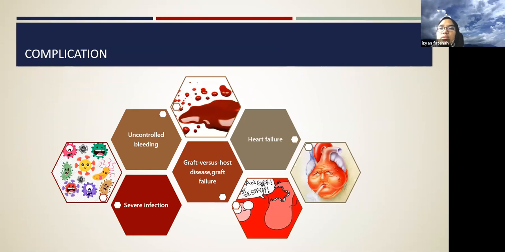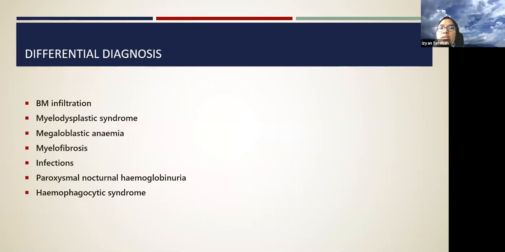So moving on to the next slide. This is the differential diagnosis for pancytopenia. It can be due to bone marrow infiltration due to malignancy, such as lymphoma or any mass that occurs at the bone marrow. It also can be due to myelodysplastic syndrome, megaloblastic anemia, myelofibrosis, infection, PNH, and also hemophagocytic syndrome.